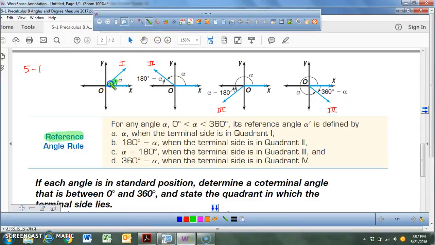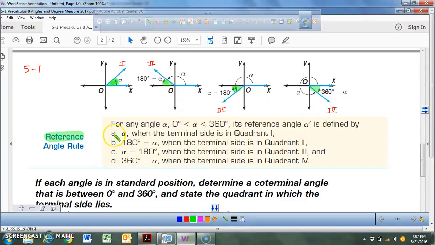I'll shade it in. This is where the reference angle is in quadrant 1. This right here is the reference angle. Quadrant 2. This right here is the reference angle for quadrant 3. And finally, this area right in here would be the reference angle for quadrant 4.